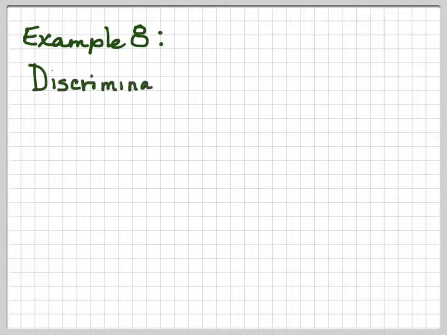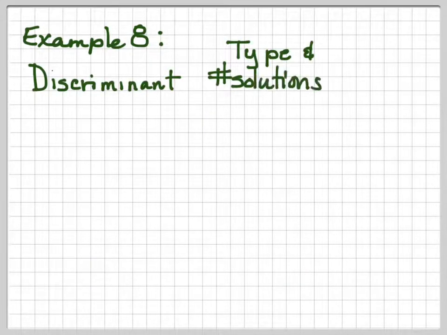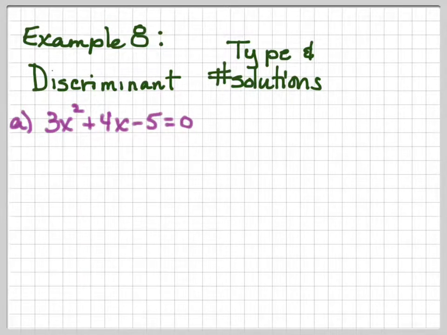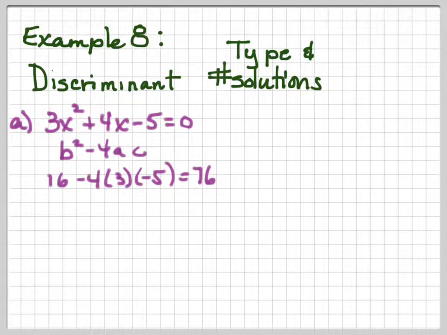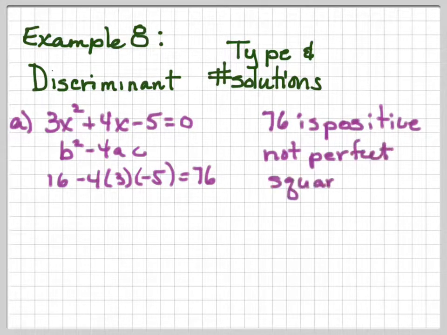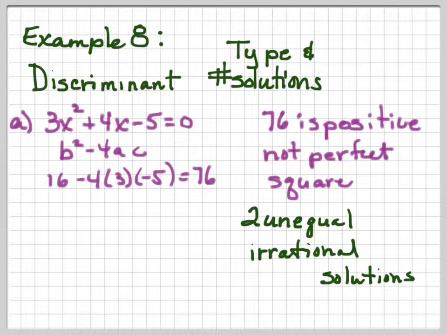Okay, let's look at example number 8. We're going to talk about the discriminant and the type and number of solutions that it will provide us. If we have 3x squared plus 4x minus 5 equals 0, our discriminant, which is b squared minus 4ac, is going to be 16 minus 4 times 3 times minus 5, which is positive 76. Now think about positive 76. It's positive, so we know we have two solutions, but 76 is not a perfect square. So we will have two unequal irrational solutions.